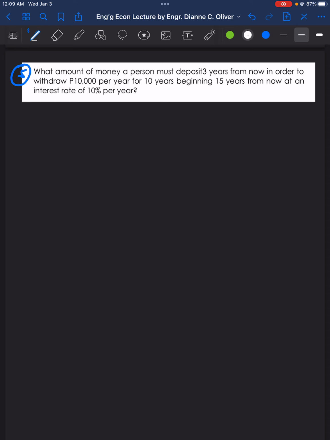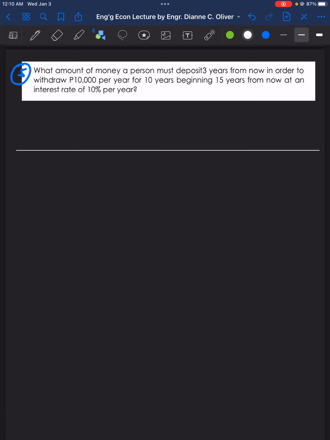So what amount of money must a person deposit 3 years from now in order to withdraw 10,000 per year for 10 years beginning 15 years from now? So that's a total of 25 years. So let's draw a cash flow diagram. If we do some cut, so 0, 1, 2, 3, 4. Then we can use some cut here, and we will continue at 14, 15.